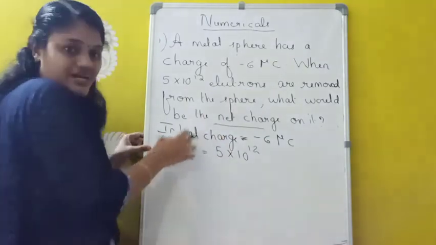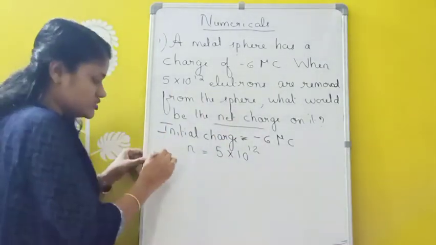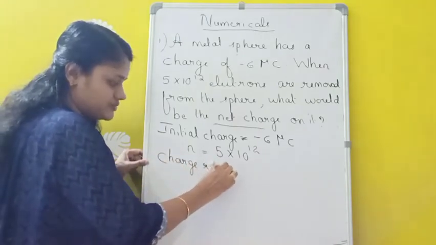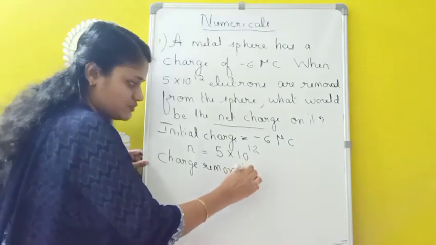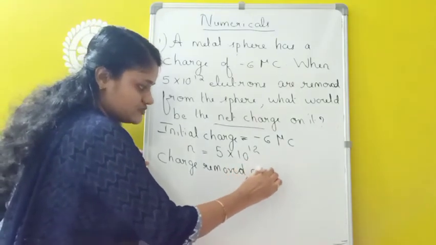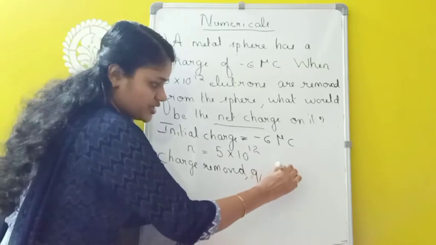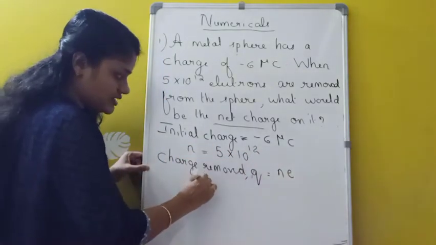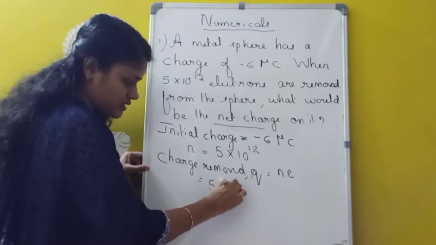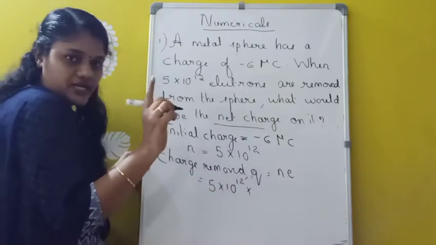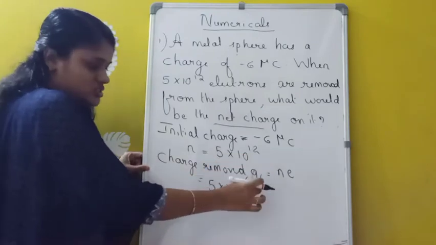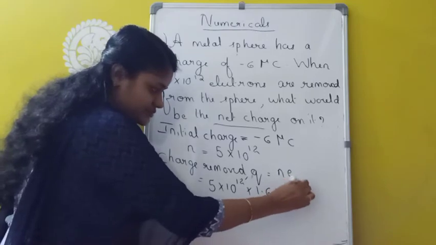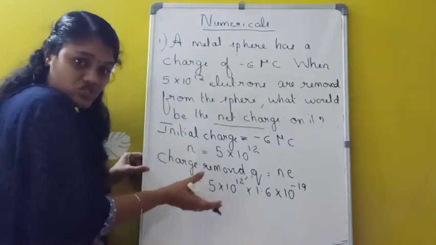Okay. Then what would be the net charge? That means how much charge is removing, that we can find out first. So charge removed. So how much charge is removed from the sphere? How will you find charge? Q equals, formula is n into e. According to quantization of charges, Q equals n into e. That means how many electrons we are removing from here? 5 into 10 raised to 12, into charge of 1 electron. So we have this much electrons and charge of 1 electron is how much? 1.6 into 10 raised to minus 19. That means this much negative charge we are removing.